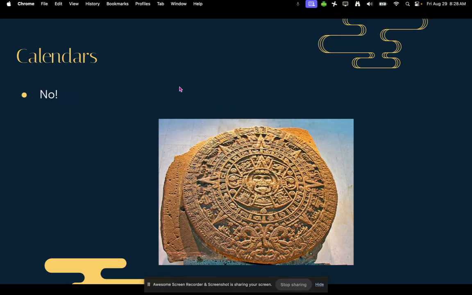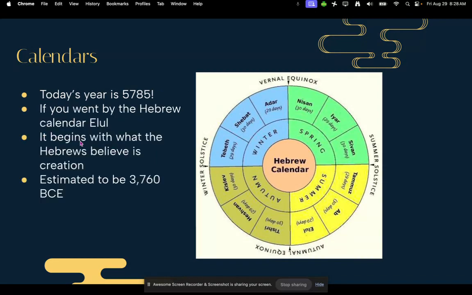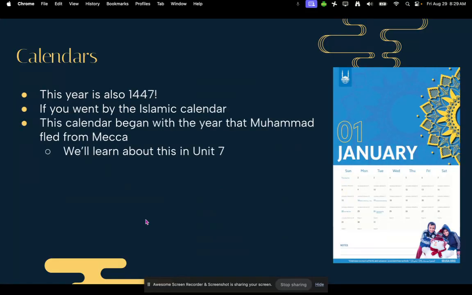No, there are many, many ways that people have recorded time throughout history, and there are still other calendars out there even today. Right now, the year is actually 5,785 according to the Hebrew calendar. It begins with what the Hebrews believe is creation, about 3,760 BCE. The year is also 1446 according to the Islamic calendar. This calendar began with the year that Muhammad fled from Mecca, and we'll learn all about that in Unit 7.